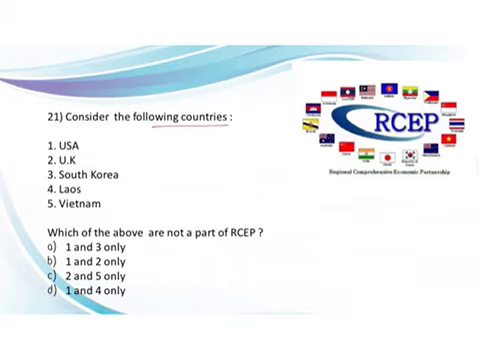Consider the following countries. Which of the above are not part of RCEP? This is what we are supposed to identify. As we can see in the diagram, we are not able to find the US and UK in this. So we have South Korea, we have Laos and Vietnam. Therefore, the answer is B.